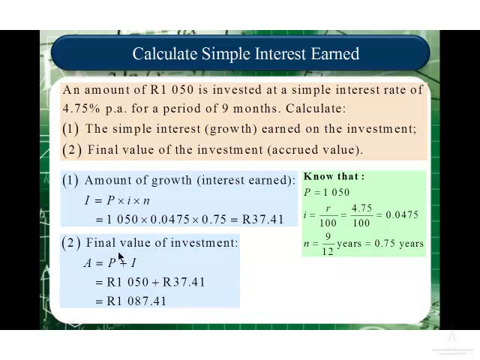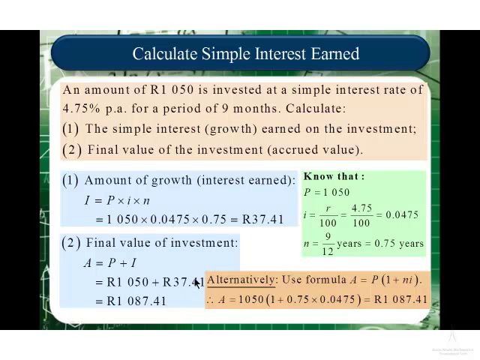In the second part, the final value of the investment clearly will be the principal amount, or initial amount, added to the total interest. So in our case it's 1,050 rand for the initial amount and 37 rand and 41 cents added to that, which gives us a total final value, or accrued value, after 9 months of 1,087 rand and 41 cents.